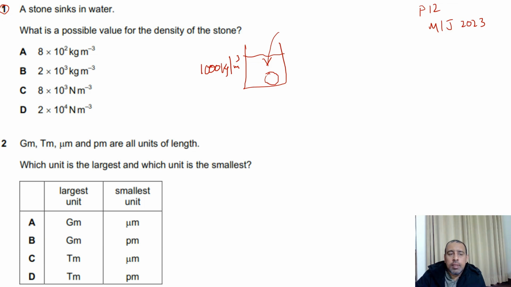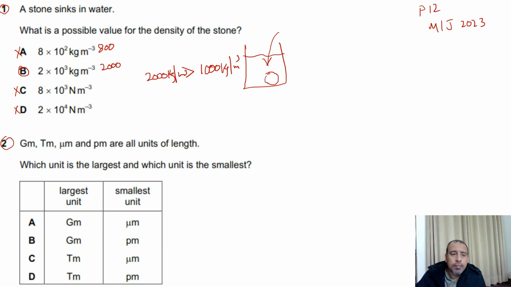So options C and D are wrong because their units are not kg per meter cube. In these two options, this is 800 kg per meter cube and this is 2000 kg per meter cube. So the density of the stone must be greater, that is 2000. It should be greater than 1000. That's why option B is the correct option. The unit, you know, is kg per meter cube.